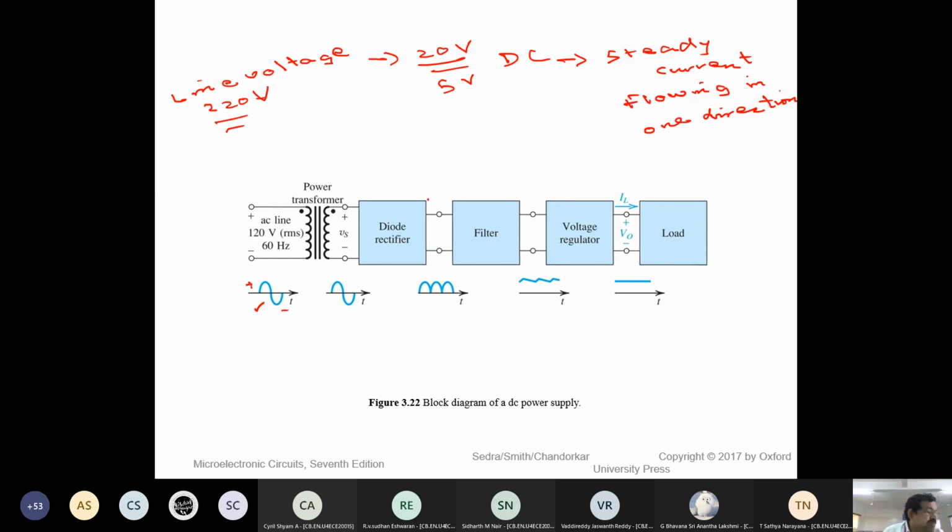Modern day also we use these diode rectifiers, and diode rectifiers are of different types, as we will see in this class. So what does it do?